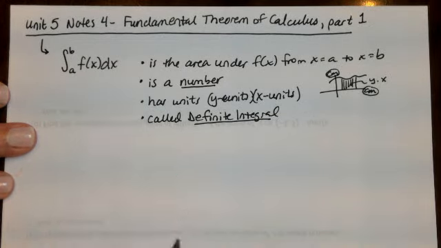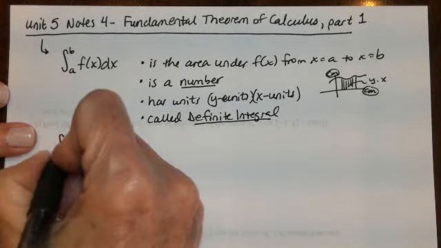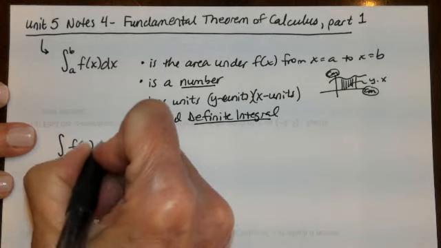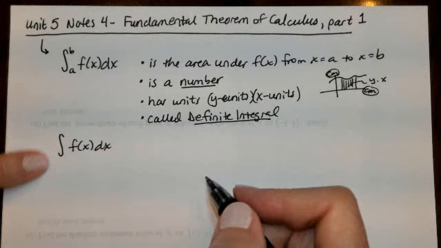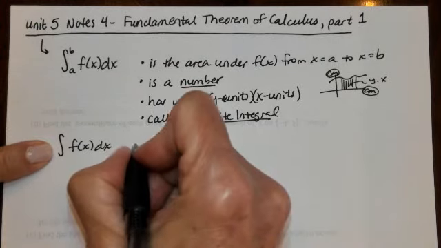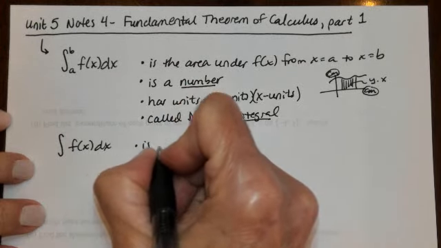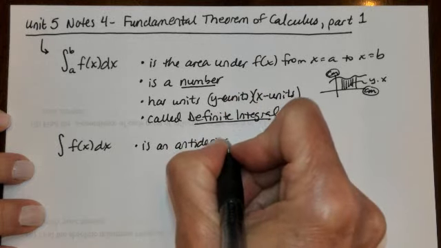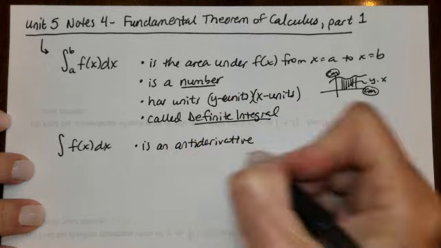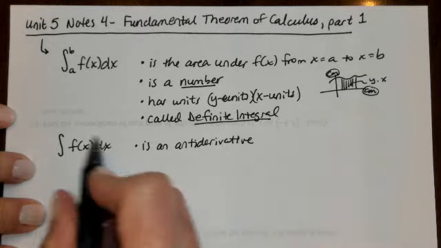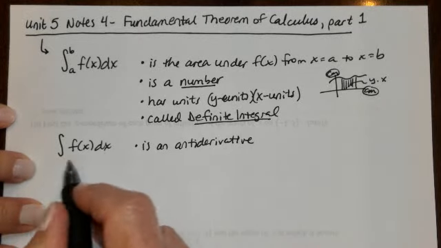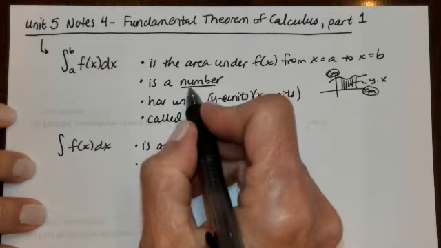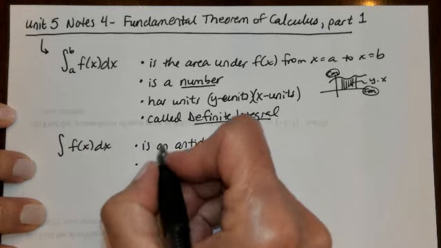Well, it wasn't our first. We actually did an indefinite integral first. So next comes the indefinite integral. An indefinite integral does not have boundaries. Okay, and what is this? Well, this is an antiderivative. When we evaluate this, we get not a number, but we get a function.